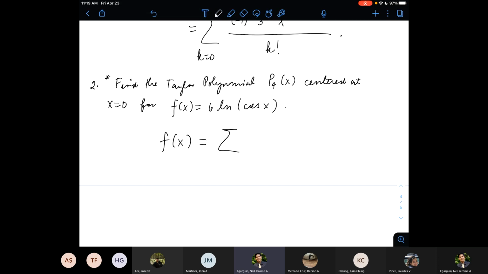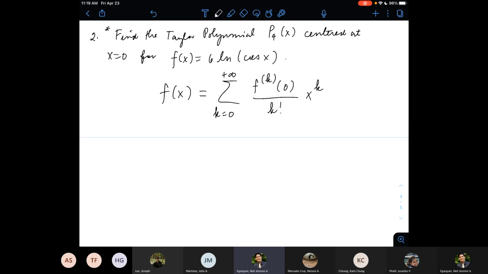So f of x is exactly the sum of the kth derivative evaluated at the center of expansion. In this case, it's 0 again, over k factorial x to the power k, as k goes from 0 to infinity. So to get an exact value for the function, we should take the summation until infinity. But in this problem, we are only asked to find the Taylor polynomial. And the Taylor polynomial is an approximation to the function f. So it is simply an approximation via a polynomial of degree 4 for the function.